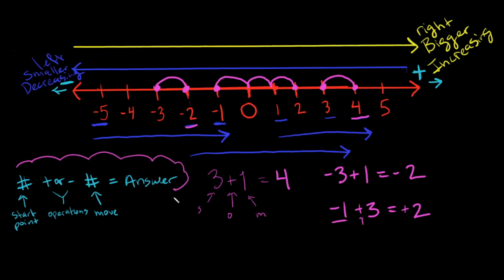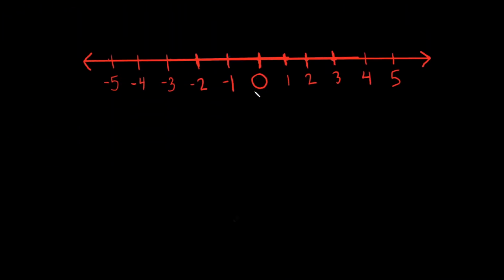So this is a useful little tidbit. You don't have to write it down, but just try to remember that. That's always your start point, then this is our operation, and then we just move that many times. So let's get into some more examples that I think are really going to help you out.